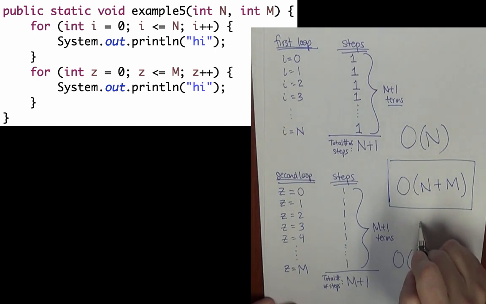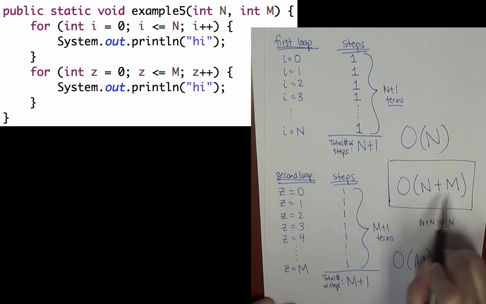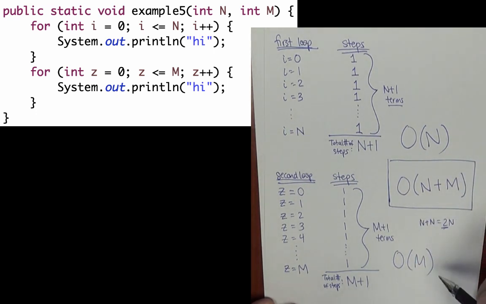It's different if I had n plus n, that's 2n, and I can drop the constant. But since these are 2 different variables, I need to keep both of them because they both could dictate the runtime of this code that has 2 loops, one that runs in O of n and one that runs in O of m.